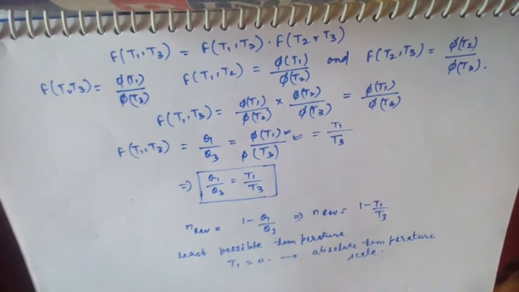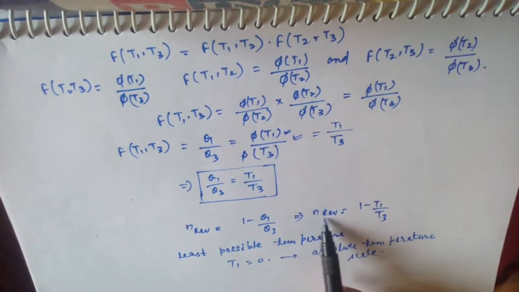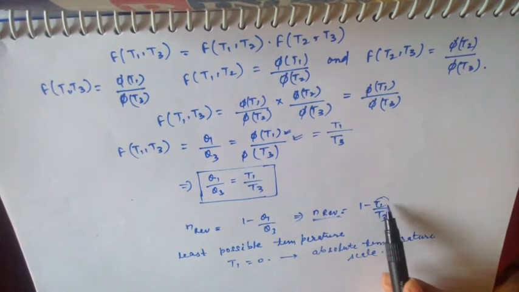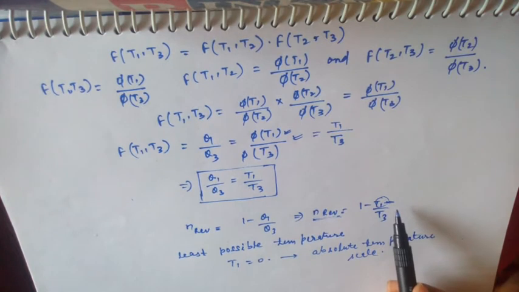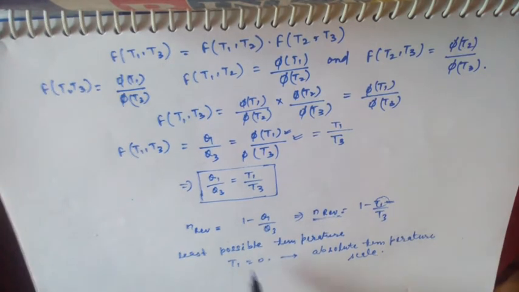We are proving from here that since the efficiency cannot be greater than 1, this temperature cannot be less than 0. So this T equal to 0 is called the absolute temperature scale. Not just this particular point, but the whole scale comprising these temperature points is called the absolute temperature scale.